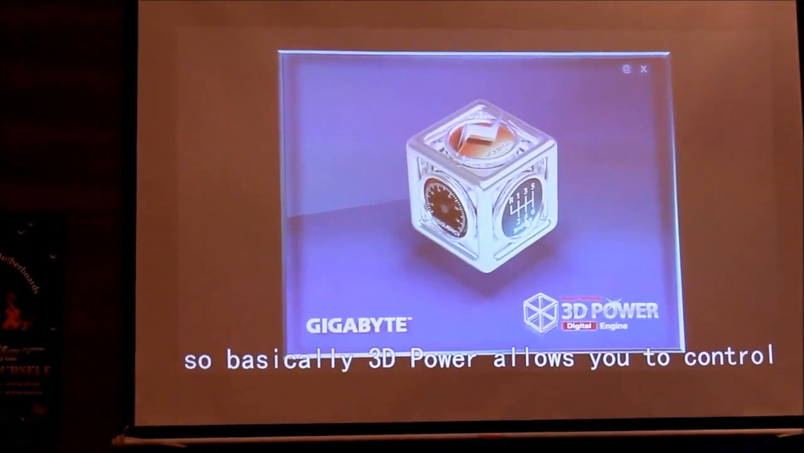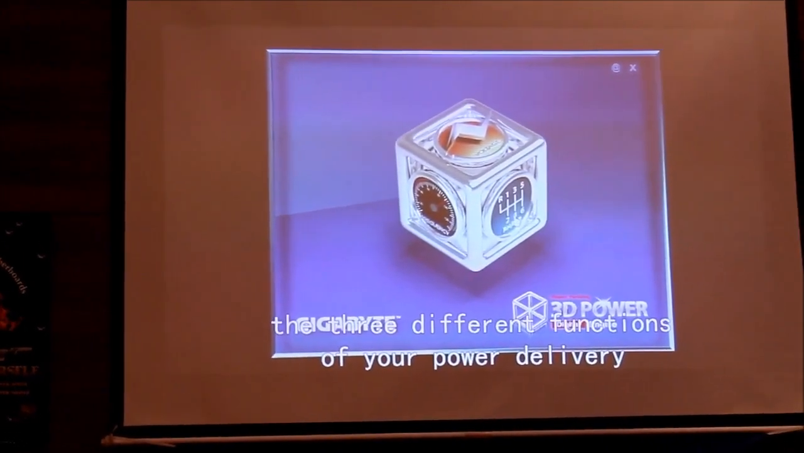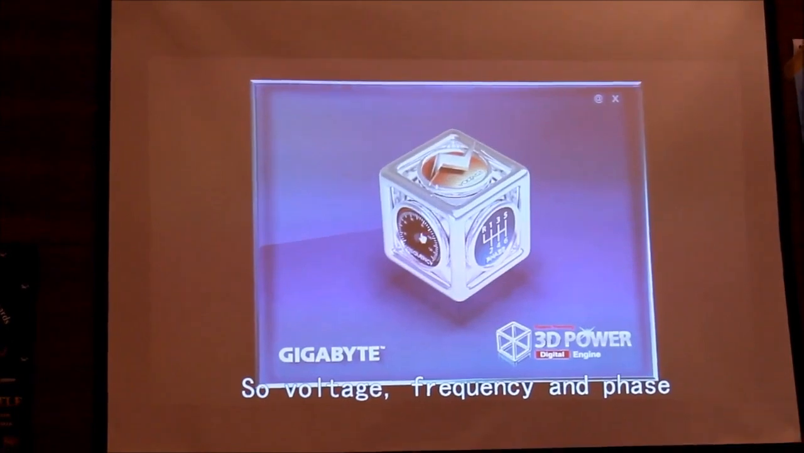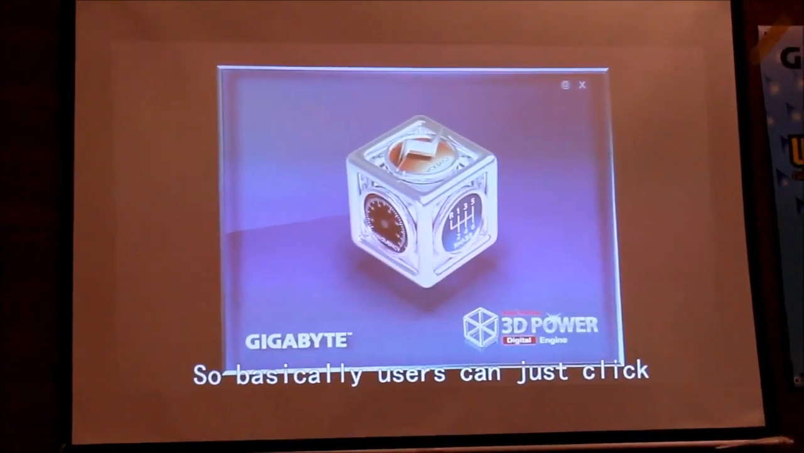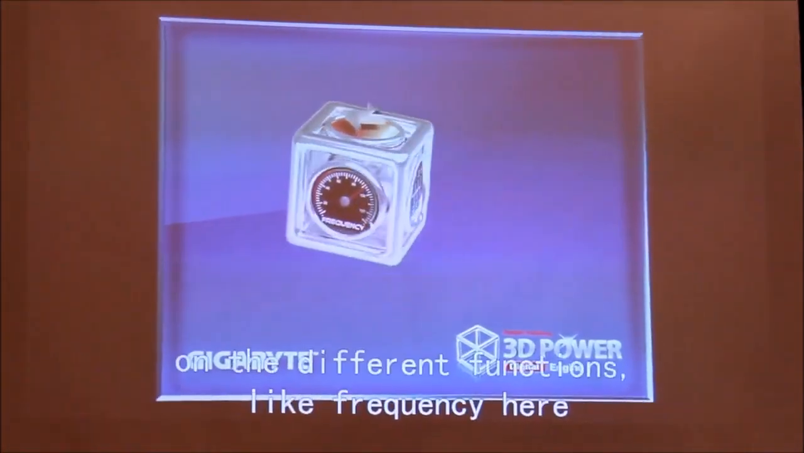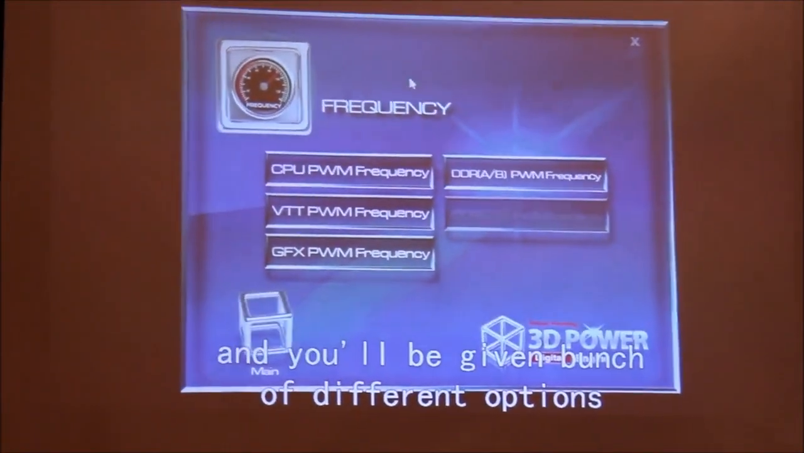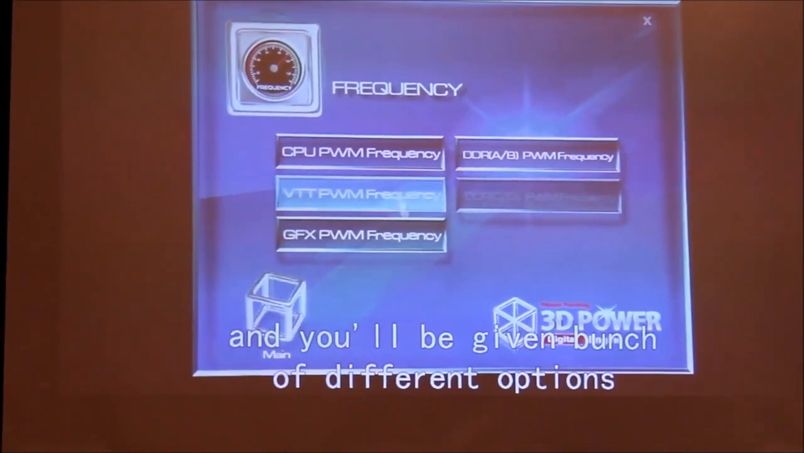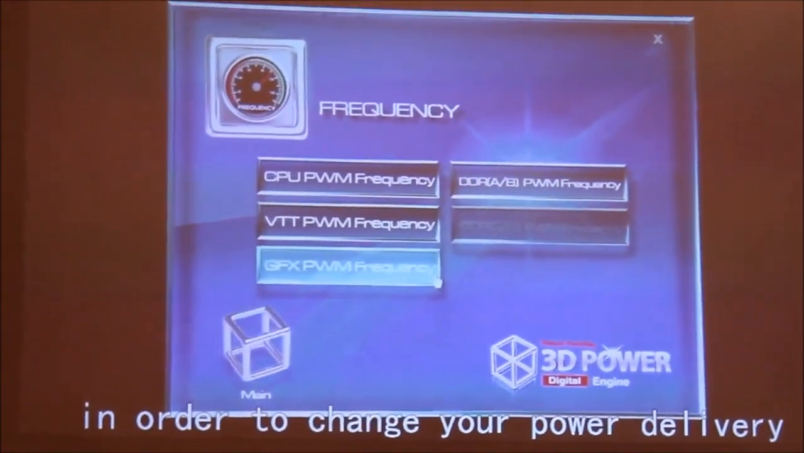Power utility. So basically 3D Power allows you to control the three different functions of your power delivery: voltage, frequency, and phase. Users can just click on the different functions, like frequency here, and you'll be given a bunch of different options in order to change your power delivery.